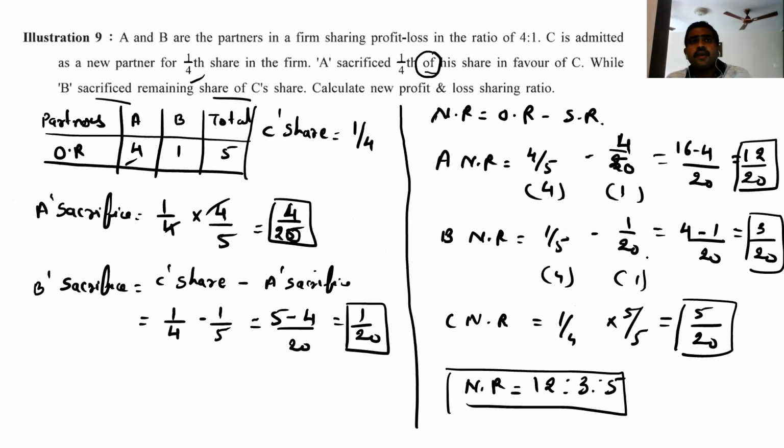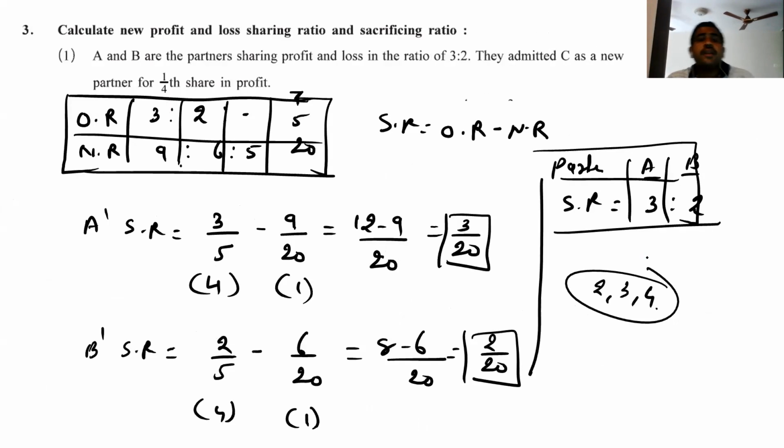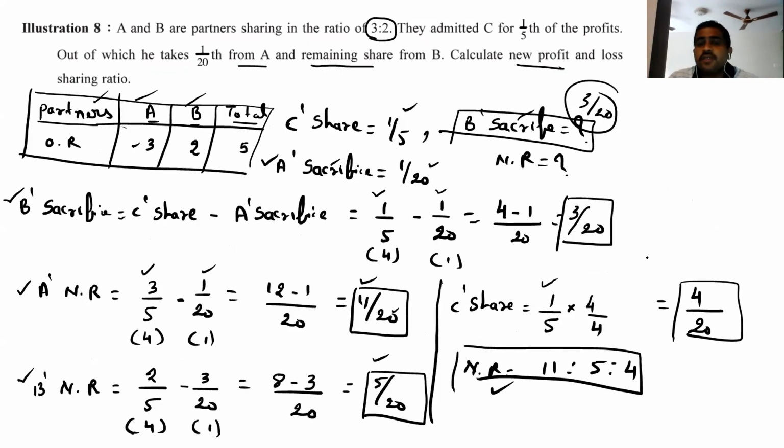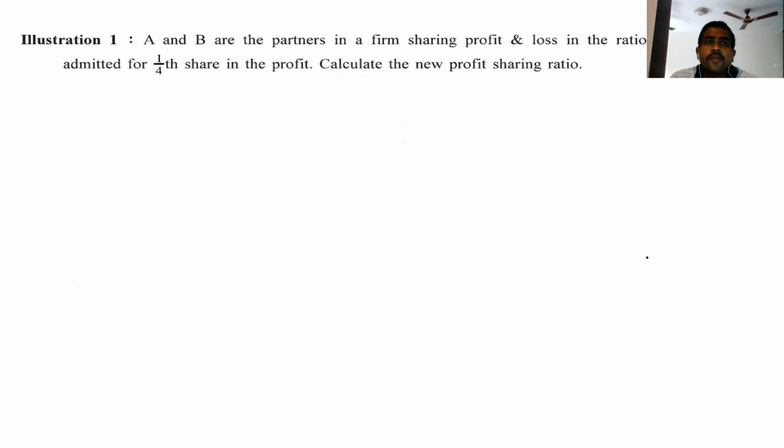Now the third question is, C is to be given 1/4, but the question doesn't say who gives how much. So what we have done is, let the profit of the firm be 1. So these three sums we have seen today, and the earlier sums I just deleted. The first one, illustration number 1, resembles exercise question number 1.